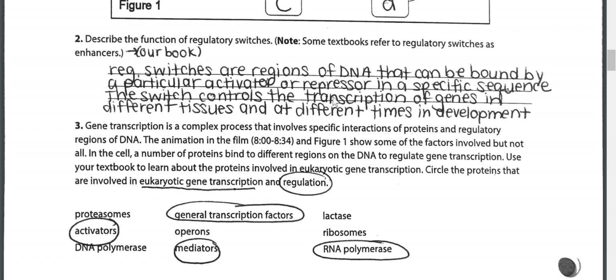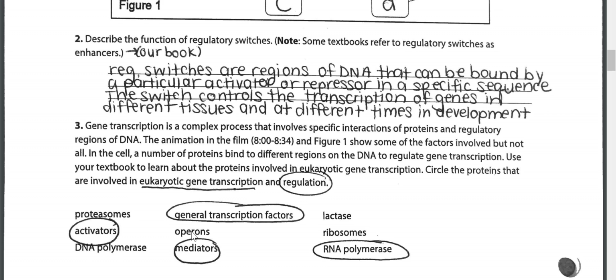And then for number 3 you were asked to circle words that are involved in eukaryotic gene expression and/or regulation. Proteasomes, definitely not part of the process. Activators, yes, those are the specific transcription factors that can turn a gene on. DNA polymerase, nope, wrong process. General transcription factors, absolutely. Those are the things that combine with the RNA polymerase to create the transcription initiation complex, so you should have circled RNA polymerase as well. Mediators are another name for specific transcription factors, so you should have circled them.